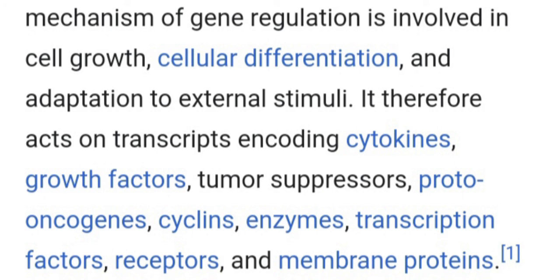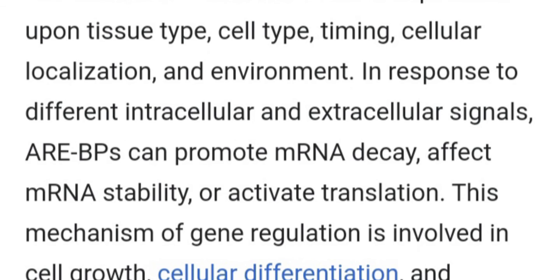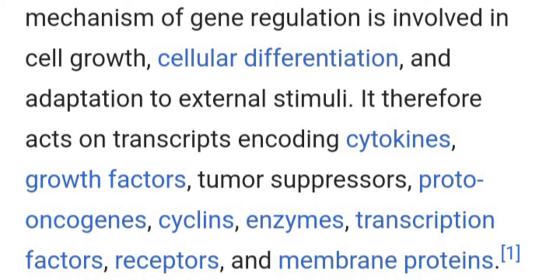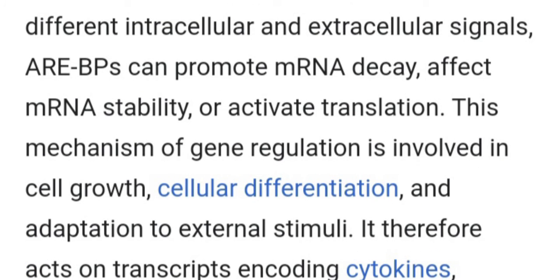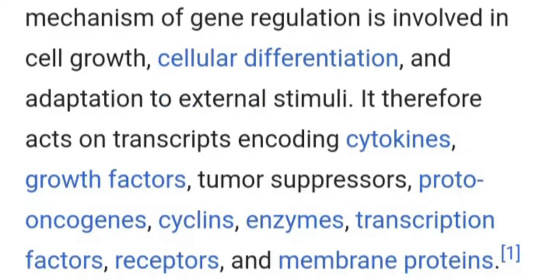And that is the main reason it has to act on some stimuli, some signals. Extracellular or intracellular signals like cytokines and growth factors act as signals allowing the AU rich element binding protein to interact with the ARE element found on the 3' UTR, to allow regulation of the gene and to allow translation also. So these are the external stimuli, these are the signaling signals. They act as signals like cytokines, growth factors, tumor suppressors, proto-oncogenes, cyclins, enzymes, transcription factors, receptors, and membrane proteins.